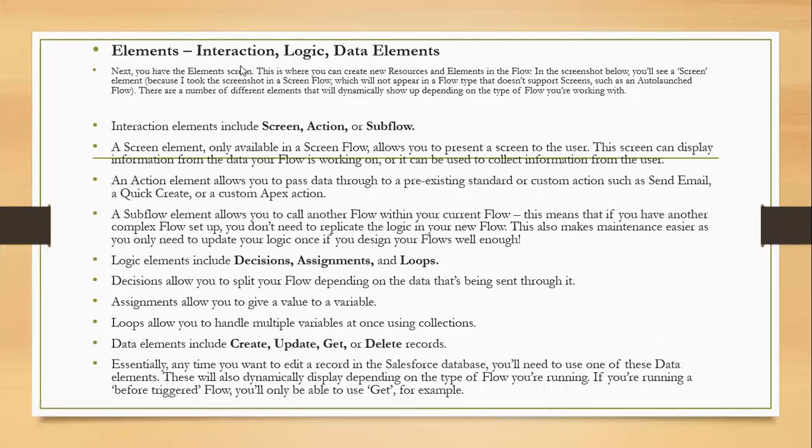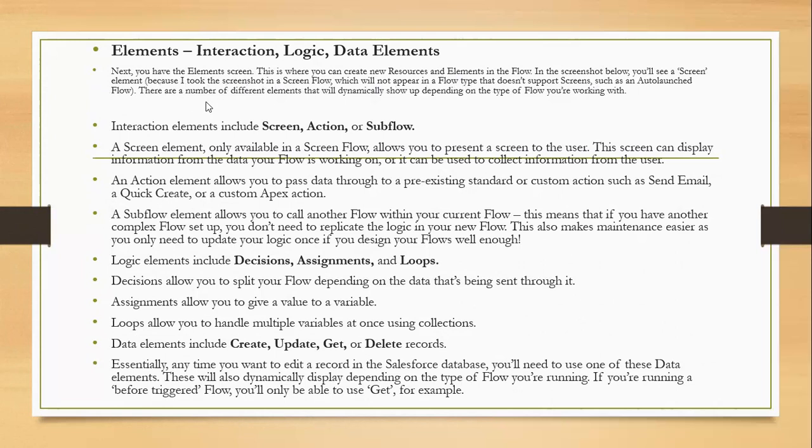Next, the element types: integration, logic, and data elements. Next you have the element screen. This is where you can create a new resource or element. This is a flow and screenshot. You will have the screen element because I looked at the screenshot in the screen flow, which will not appear if the flow type does not support screens, such as an automated flow.